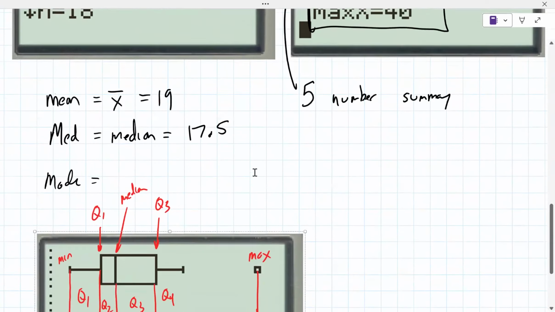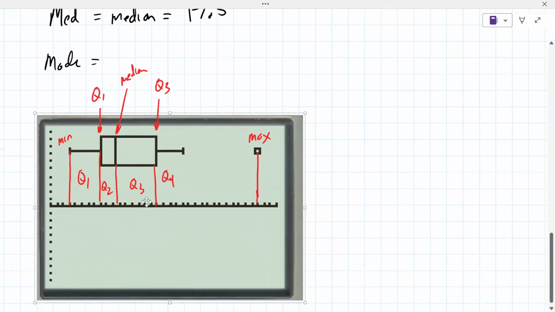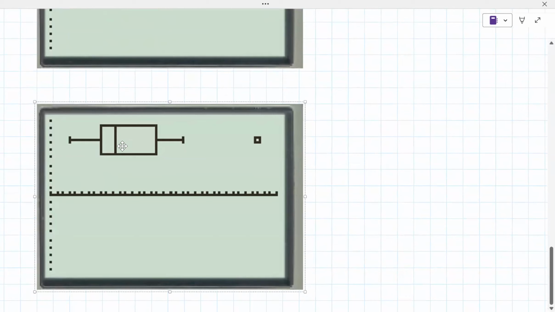Okay, so in your 5 number summary, you have these values, and we're going to label them now. Your 5 number summary says that the min is 10. Q1 is 15. Oh, okay, this makes sense. Median is 17.5, and these line up, that's 15 down there. This one is 24 and the max is 40. Okay. All right. Is that okay?